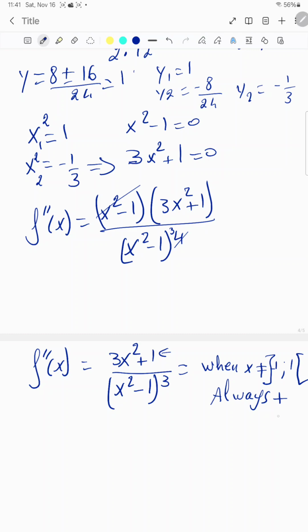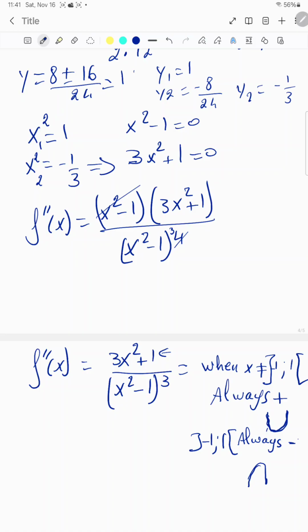So when it is always positive, the concavity is upward concavity. And between minus 1 and 1 it is always negative, because if I take 0, I would have 0 minus 1 is minus 1, minus 1 to the power of 3 is negative, positive divided by negative is negative. So between minus 1 and 1, it's always negative. So my concavity is downward concavity.